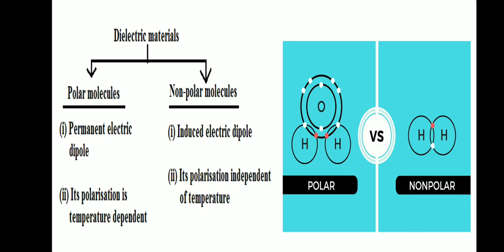Simply keep in your mind, polar means what? One end of the polar molecule has a slightly positive charge and the other end has a negative charge. That is nothing but a polar molecule. And non-polar means what? In a non-polar molecule, the elements share electrons equally, and that is called non-polar. Understood?